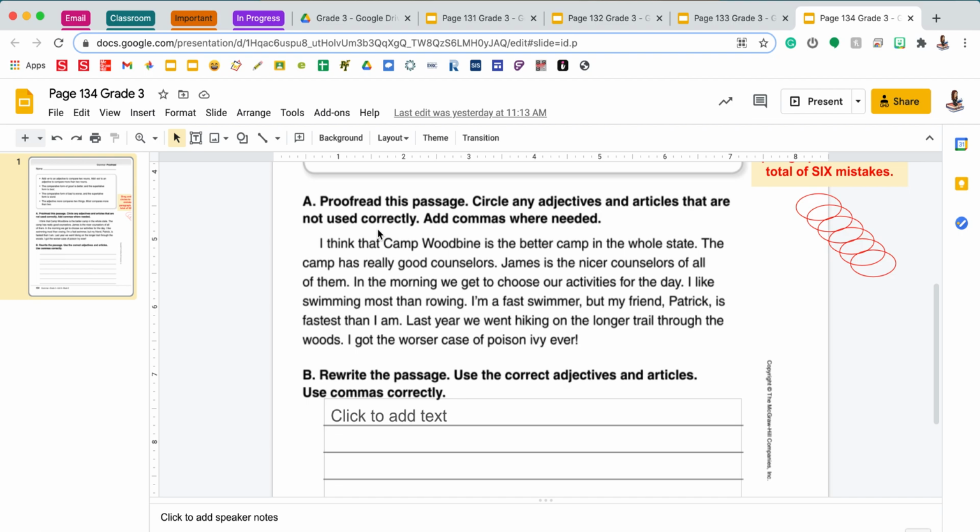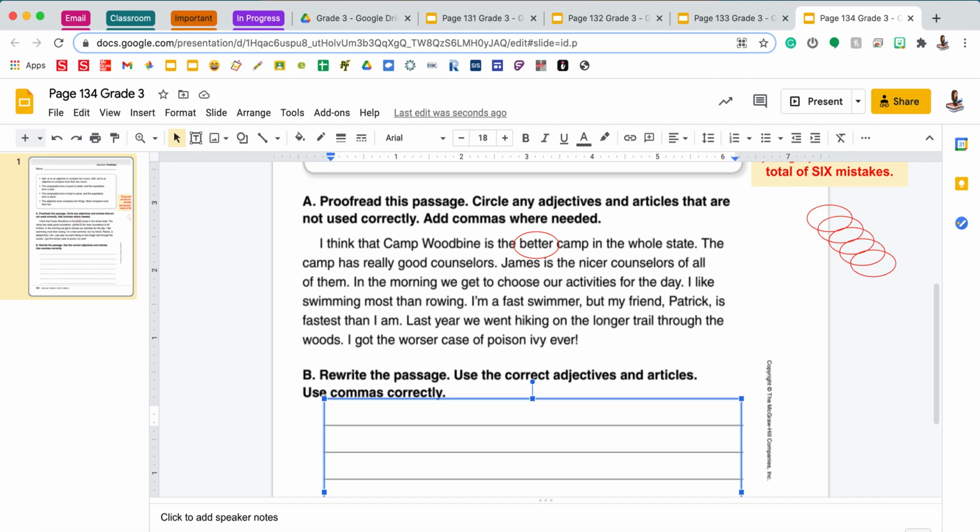I think that Camp Woodbine is the better camp in the whole state. I am comparing a bunch of camps in this sentence. Therefore, the word better is used incorrectly because that's the comparative form of good. Because I'm comparing 3 or more camps, I need to use the word best.